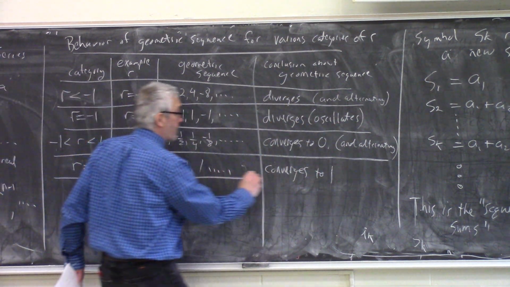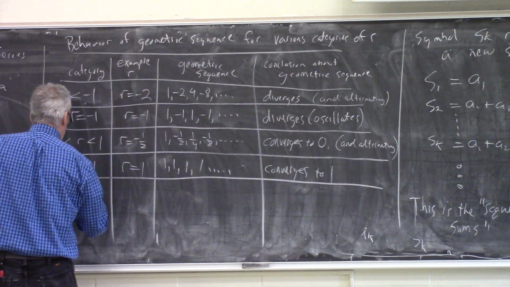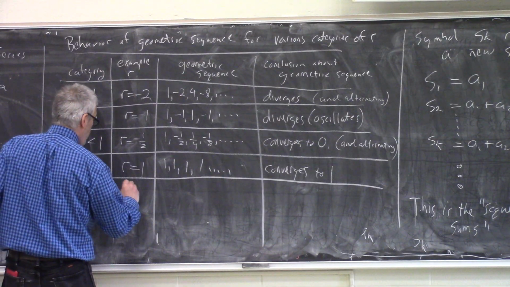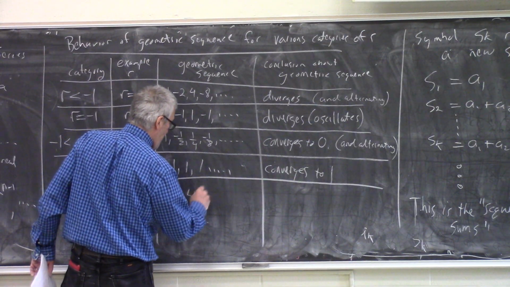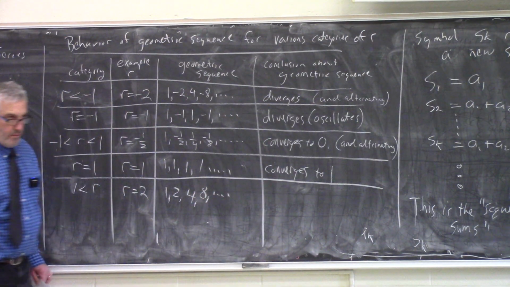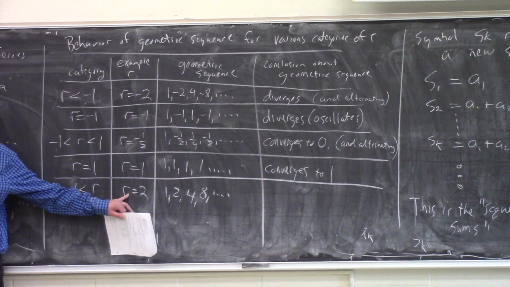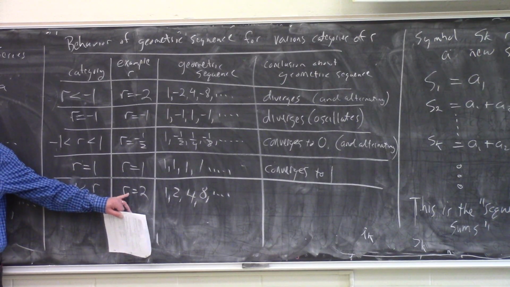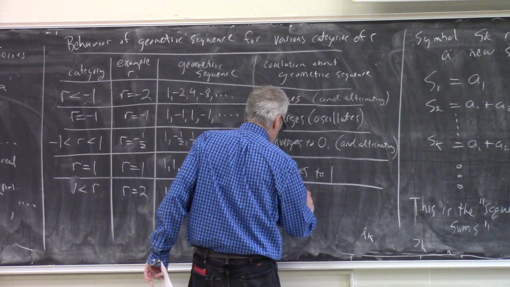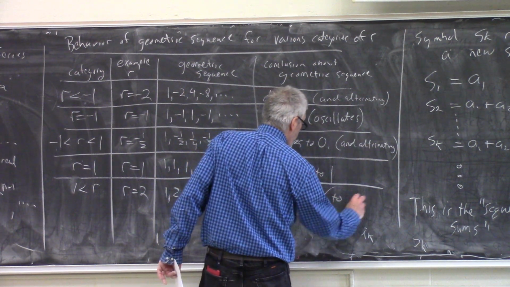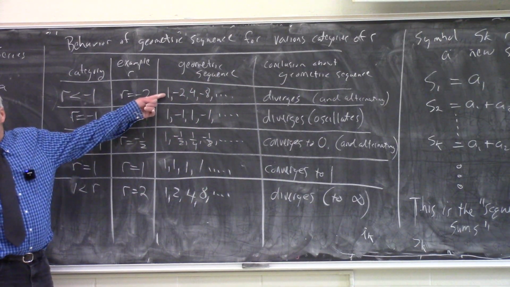My final category is R greater than 1. An example here would be R equals 2. So then the terms are 1, 2, 4, 8. Somebody wearing blue, raise your hand if you can tell me whether this series converges or diverges. Jace? Diverges. Okay, this is good. So it diverges, and I can say it diverges to infinity. I couldn't say that about the first one, because the terms are getting bigger and bigger, but they were alternating in sign.